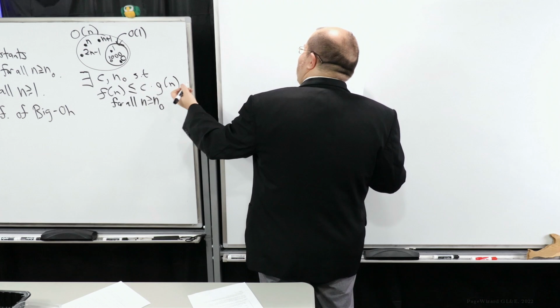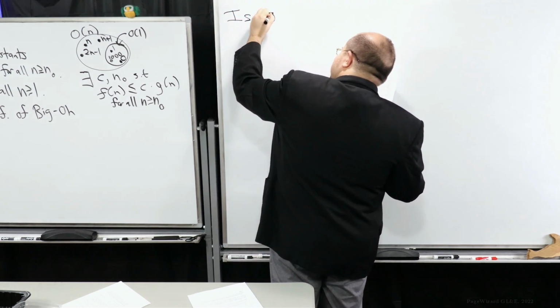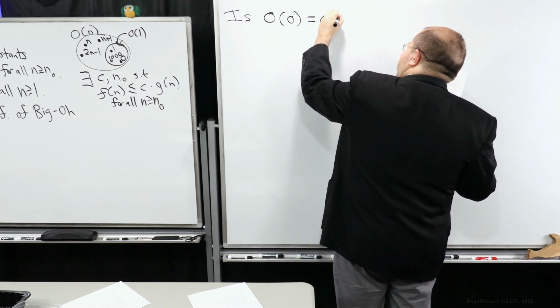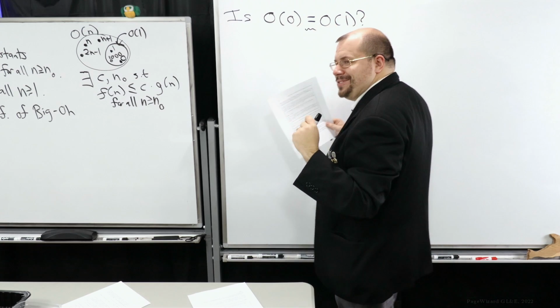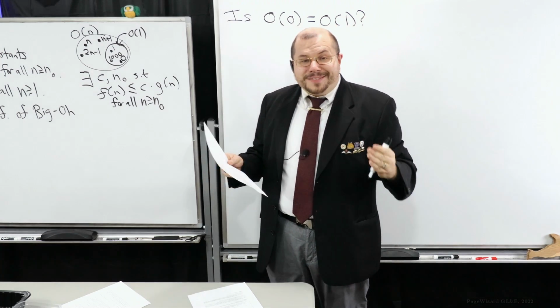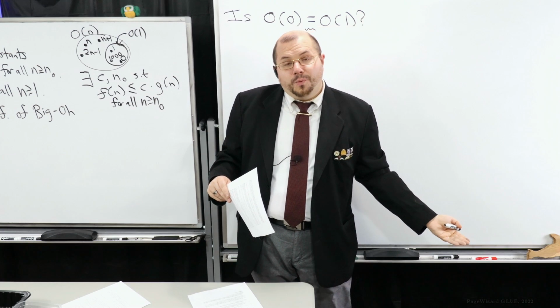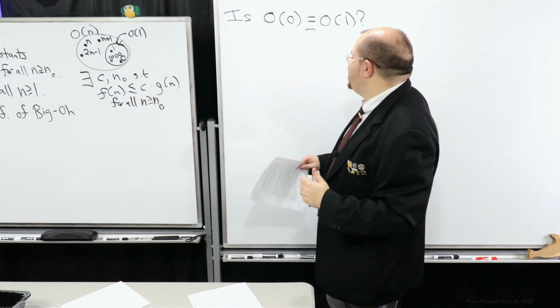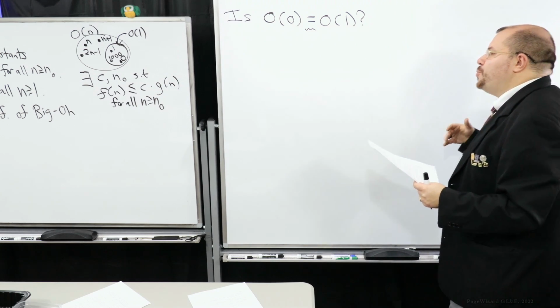So now I'm going to ask you an interesting question as a consequence of this. Is big O of 0 equal to big O of 1? Now I mean this in the most literal sense. This is an actual equal sign. If I gave you big O of 0 and big O of 1, are they actually the same? So what do I mean by that?